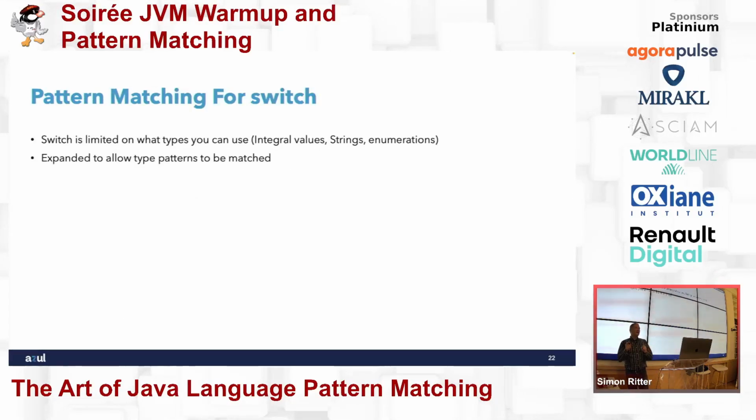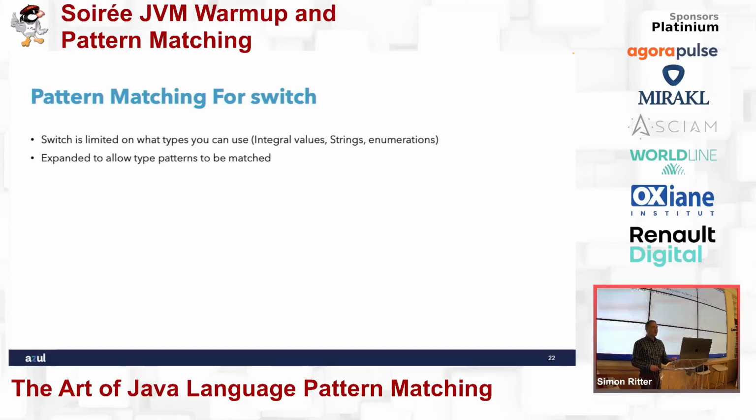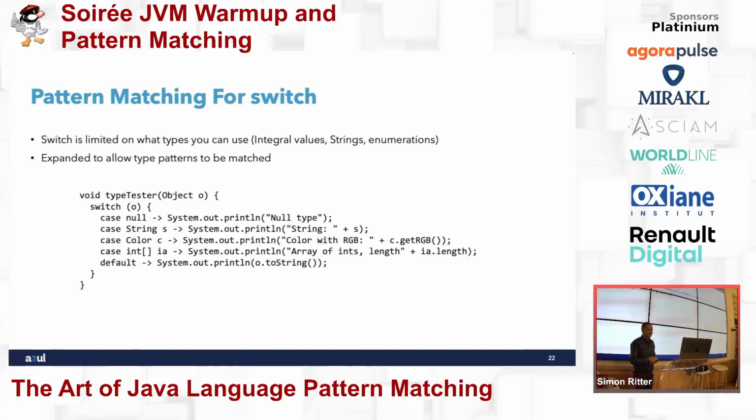Right. Pattern matching for switch. So we talked about the switch statement and the switch expression. And if you look at switch statements, they're fairly limited in terms of what you can switch on. You can switch on an integral value, so a number, or you can switch on strings or on enumerations. What we've now done is expand that so that you can also switch on a type pattern.